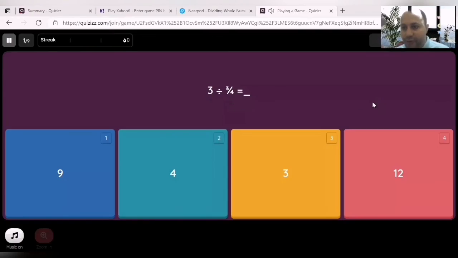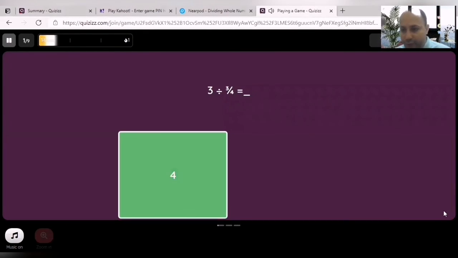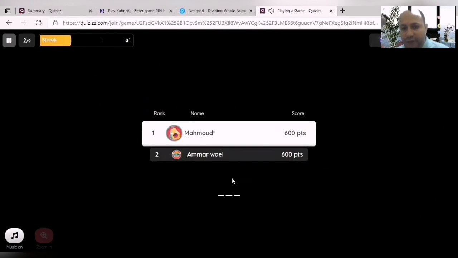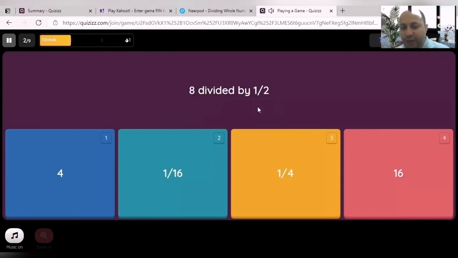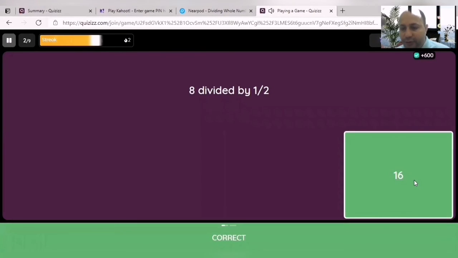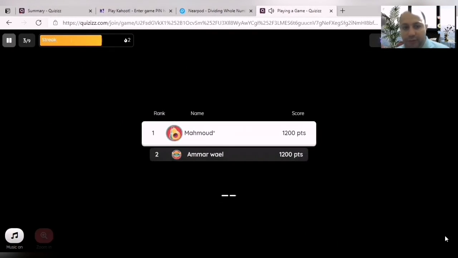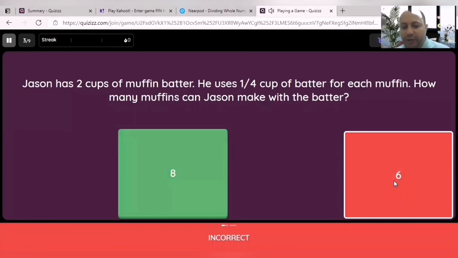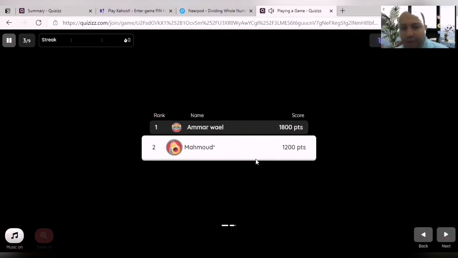I have Ammar and Mustafa and Fayrouz now. Now we have the first exercise. 3 divided by 3 is 4. I think that. That's excellent. I have Ammar, and where are you, Mustafa? 3 divided by, the answer will be, I think that 3. Oh my God, I lost 1 point.